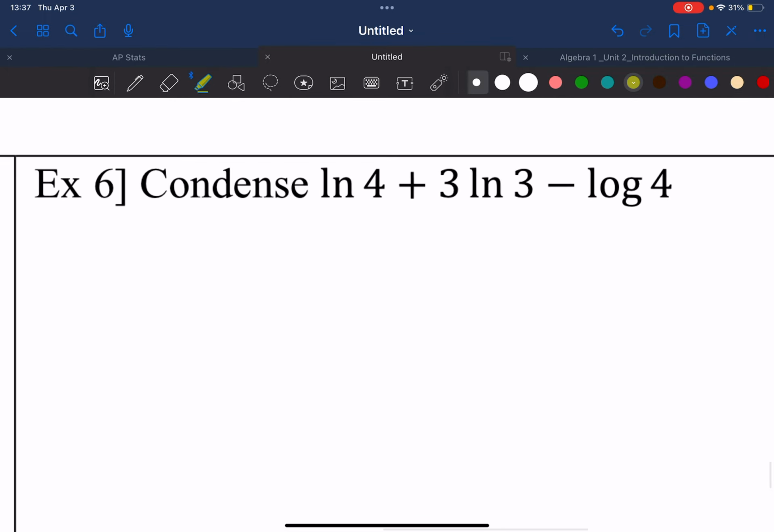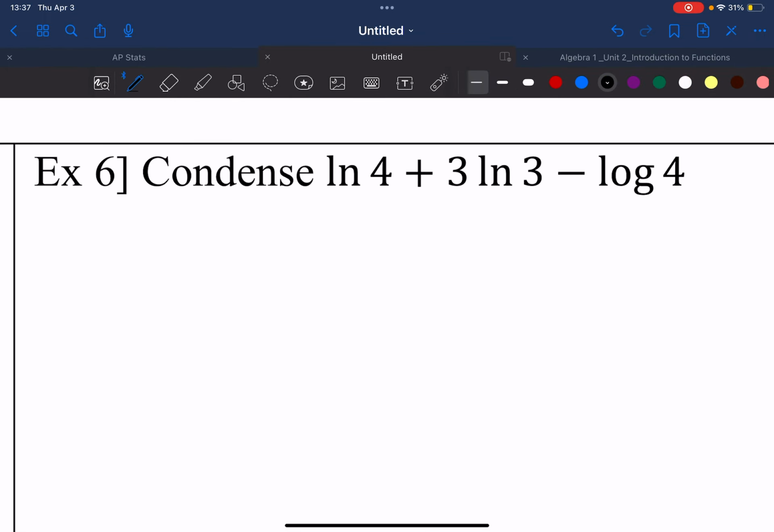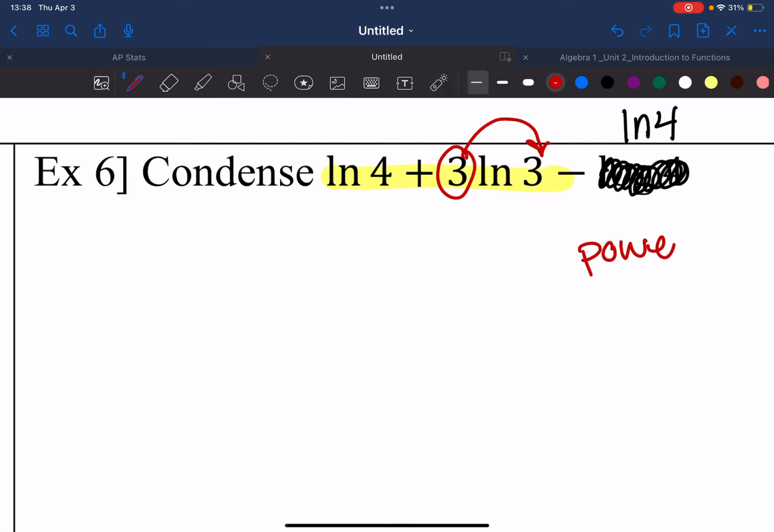Okay. Number 6, before I begin, I'm going to cross out this log 4 and make it a natural log of 4 because that was a typo. And then I'm going to start with the first 2 natural logs. Okay. So notice that I have a 3 in front of one of my natural logs, which means this used to be an exponent because of the power property. So I'm going to rewrite this as natural log 4 plus natural log 3 cubed.